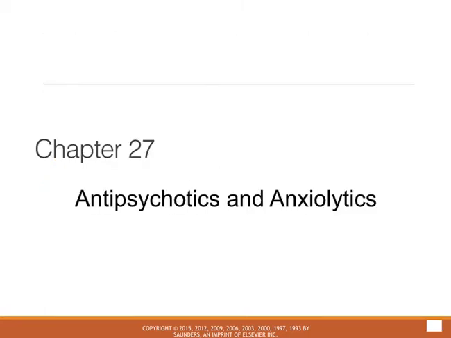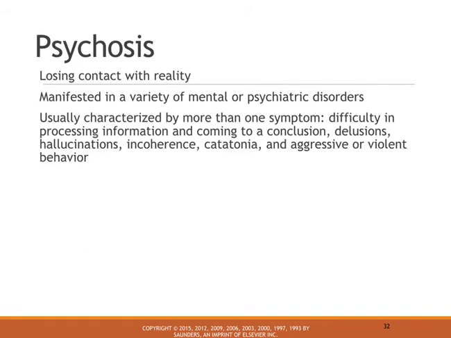Okay, and that brings us to the end of chapter 26. And our next topic is chapter 27, Antipsychotics and Anxiolytics. Those are for anxiety. So let's first talk about psychosis.